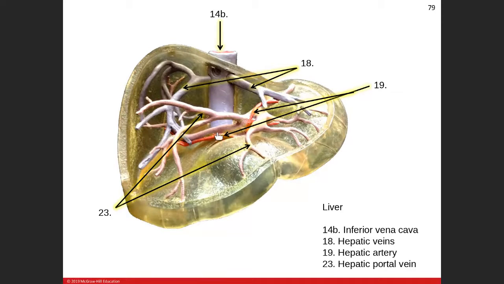Then I see some red vessels here. That's going to be the hepatic arteries. And then this guy here is purple. This is another purple one. Here's some more purple. And that's going to be our hepatic portal veins.